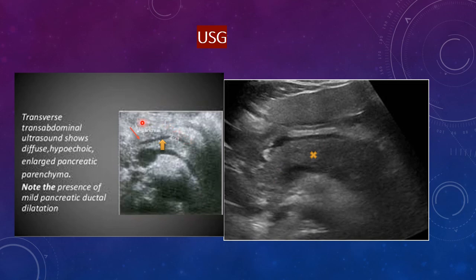This is another ultrasound showing you the pancreas. This is the pancreas, and in the middle there is this hypoechogenic line here, which is the pancreatic duct, which is dilated. So a dilated duct in a swollen pancreas on ultrasound is more or less diagnostic of acute pancreatitis.